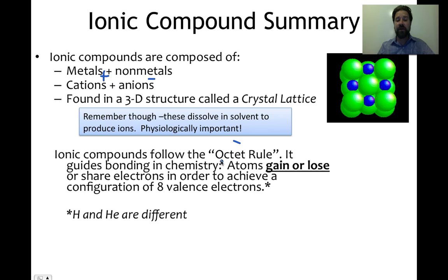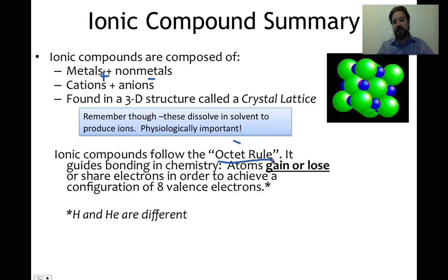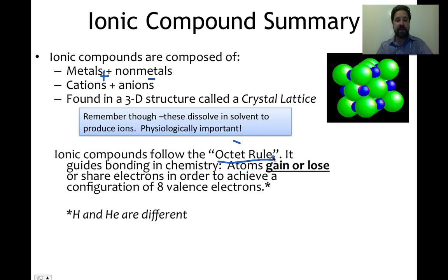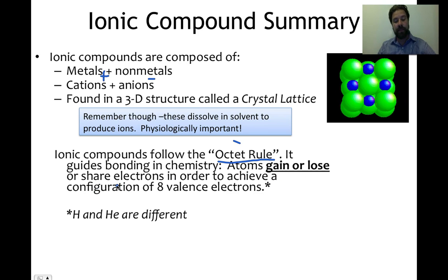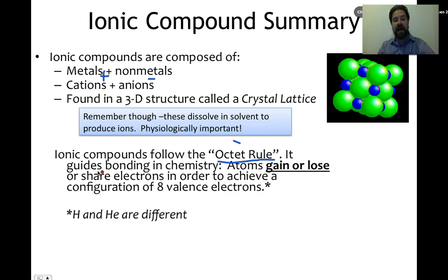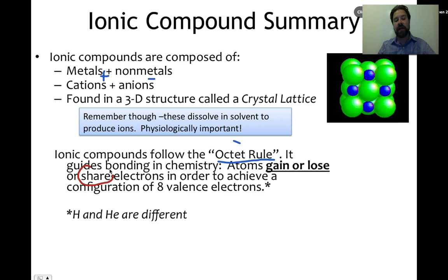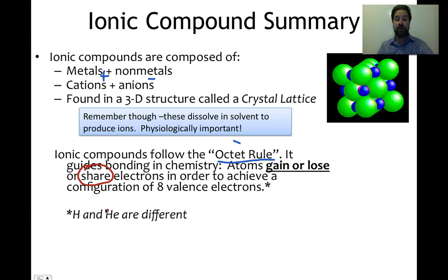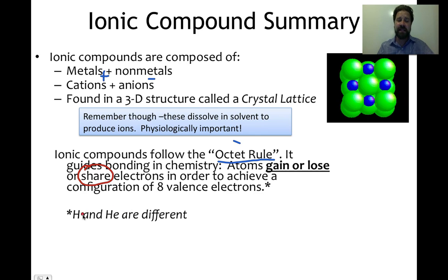Ionic compounds follow the octet rule, and that is that rule of 8, where everything wants to be happy by having the 8 electrons. So it guides bonding in chemistry. Atoms gain or lose. Now, the other thing that I mentioned earlier is that atoms can share electrons as well in order to achieve a configuration of 8 valence electrons, and that's what we'll get to next.